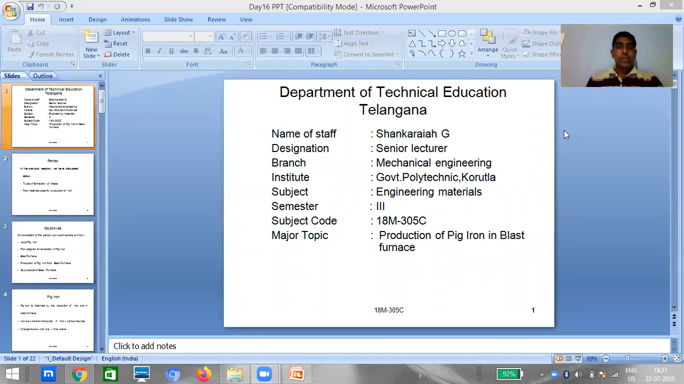Hello students. In the last session we have discussed different types of extraction metallurgy. In that one we are having pyrometallurgy and electrometallurgy. All these things we have studied in the previous session. What we have studied is how to extract metals from their ores.